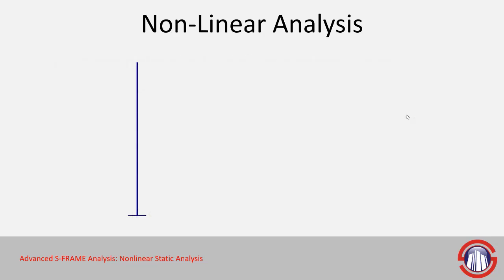And just to explain that within the context of a simple example, here we've got a fixed base column. And let's say we're applying a load here. We're going to say that this is a 10 kilonewton load, and we're going to break this into 10 increments. So that's 10 kilonewtons divided by 10 increments, so each increment is 1 kilonewton. So we'll start by applying an incremental load of 1 kilonewton.